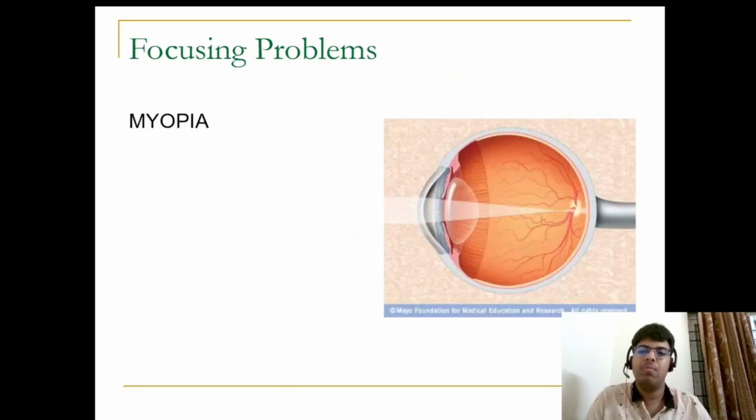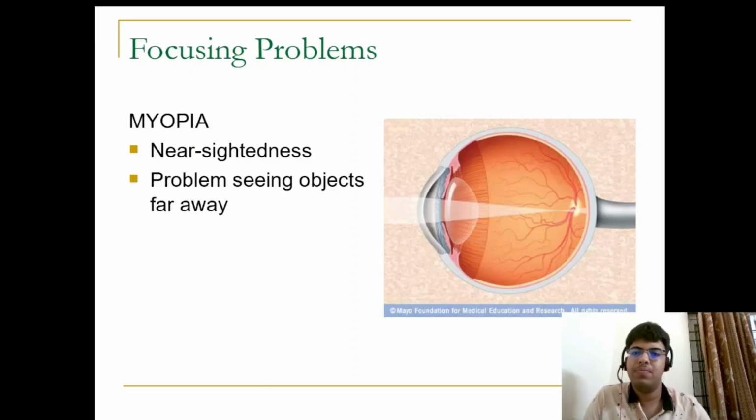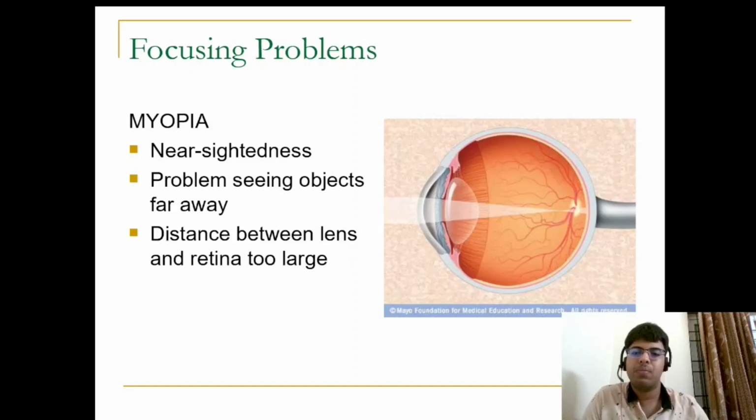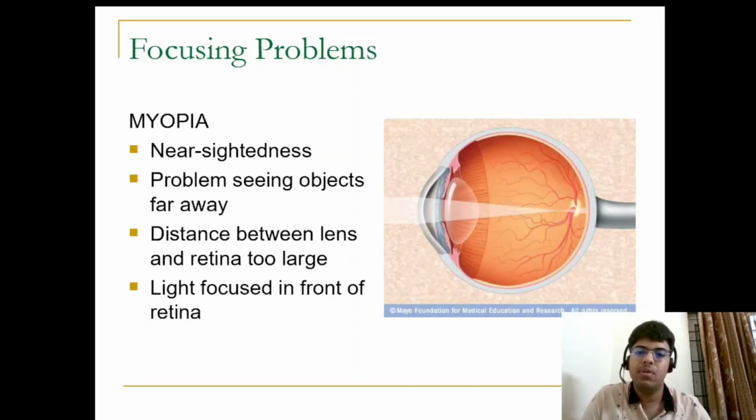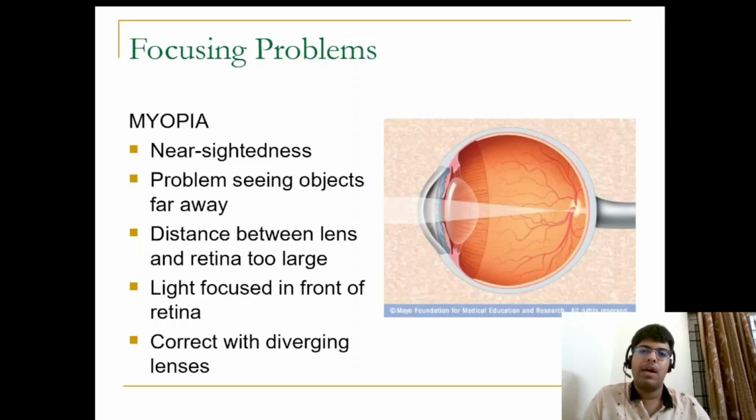Next is myopia, which is also called nearsightedness. Here the person has a problem seeing objects far away because the distance between the lens and the retina is very large. Here the light is focused in front of the retina. You can see it in the image. The focusing is happening before the main merging point. It can be corrected using a diverging lens.